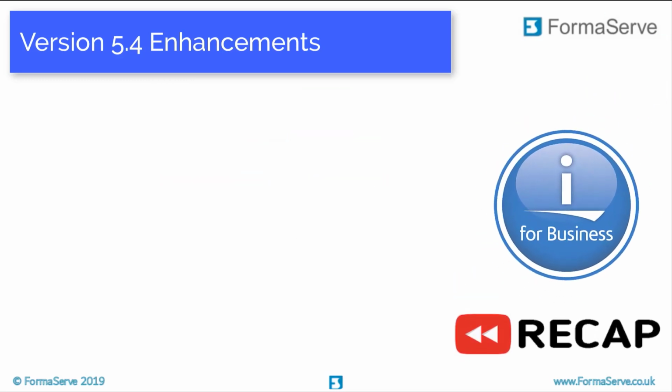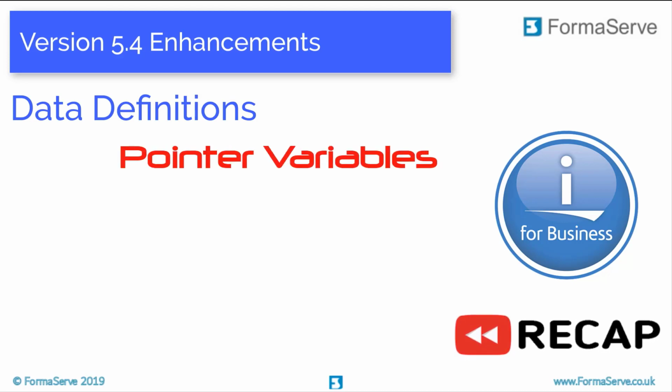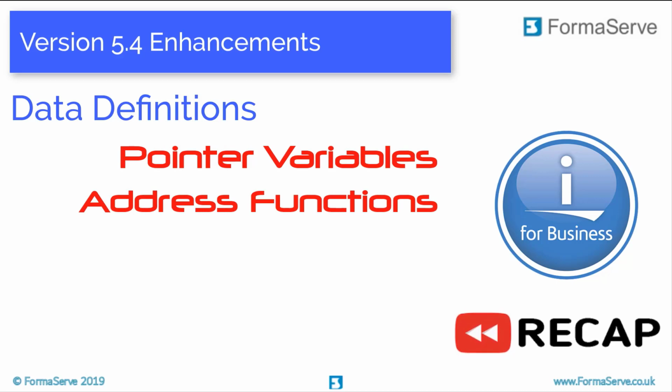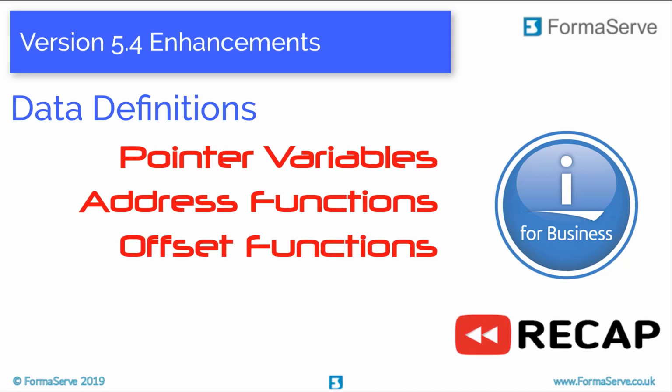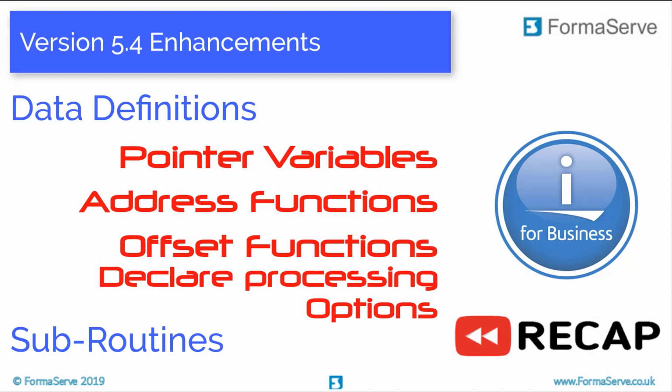So let us recap. What did we get in version 5.4? We had data definitions. This included pointer variable types, address built-in functions, percentage offset built-in function, declare processing options, and the big one there, subroutines. So with these additional features, CL now can address a wide range of applications that it couldn't in the past. Very useful.